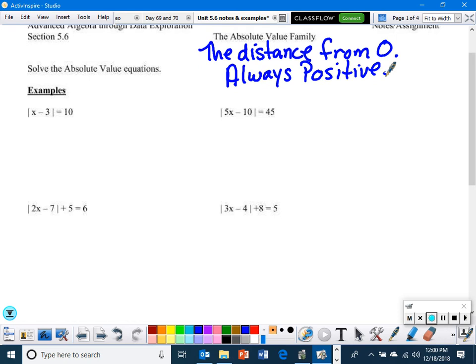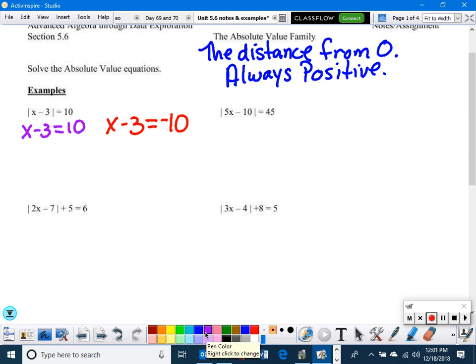So the first thing we're going to do with this absolute value of x minus 3 equals 10 is we're going to split it into two problems. First, we're going to write what we see. Then we're going to rewrite it, and we're going to set it equal to the opposite, which would be negative 10. Okay, so this is going to have two answers. All right, here we go.